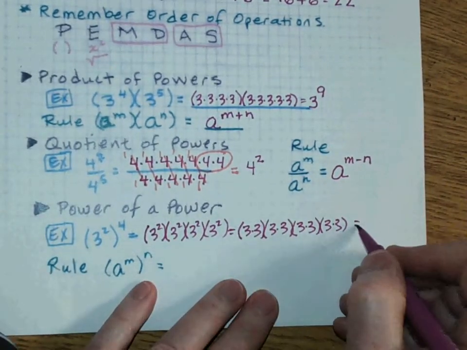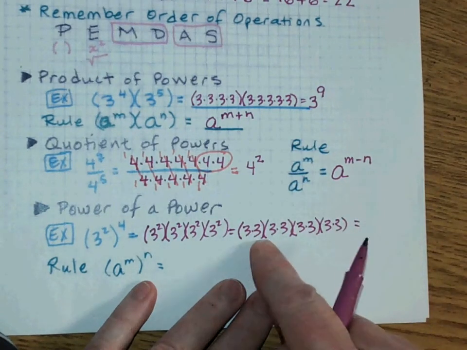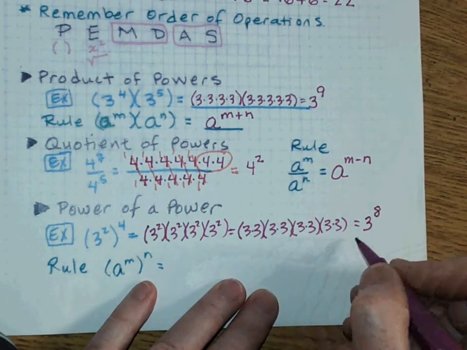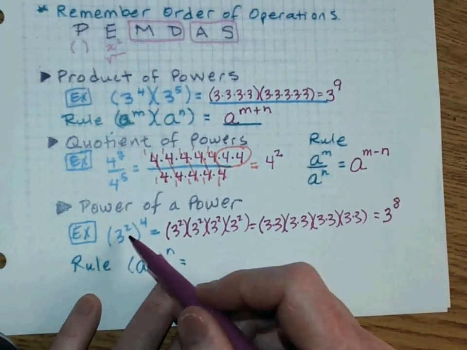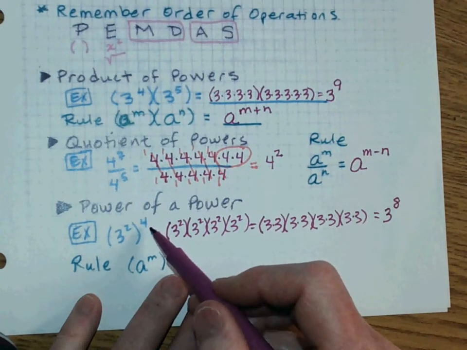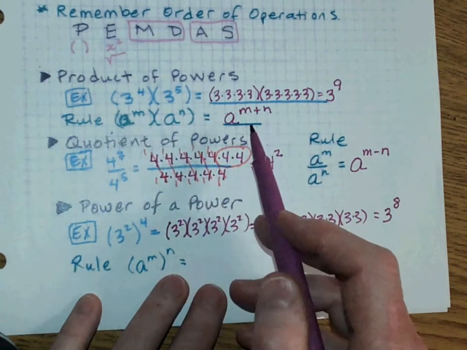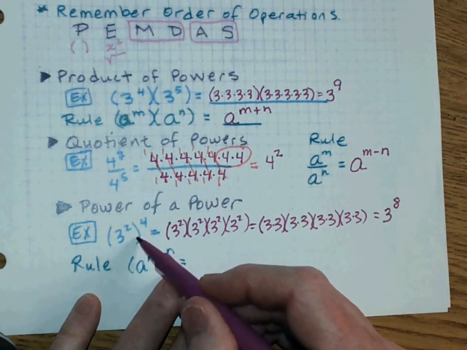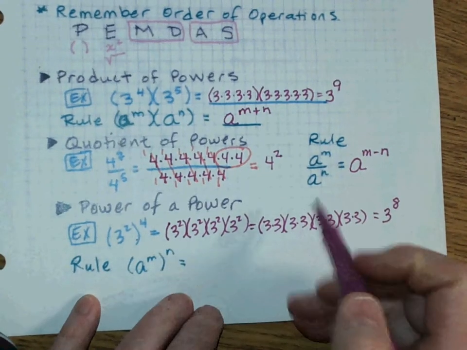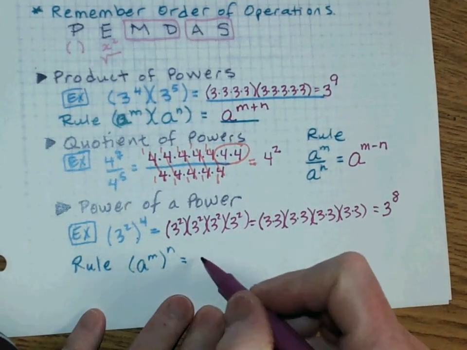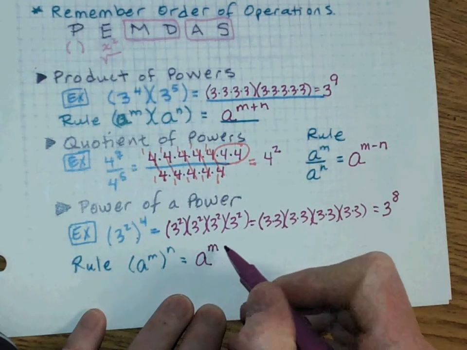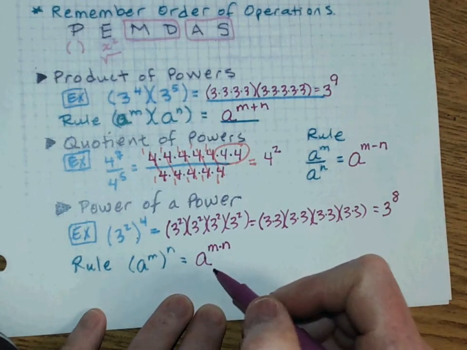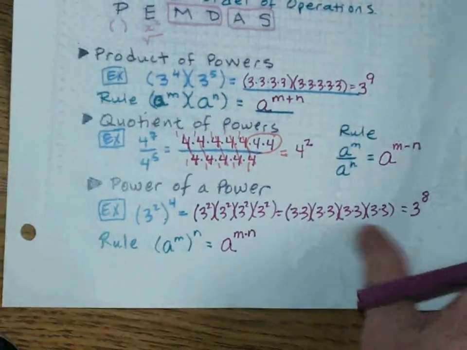Well, if you notice, 3 squared to the 4th power would have 3 multiplied by itself 8 times. What do you notice with this 2 and this 4? When we had products of powers with the same base, we added the exponents. But here we have a power raised to a power, and you'll notice that 2 times 4 is equal to 8. So the power of a power, we actually multiply the exponents. So when you have a power raised to a power, you multiply the exponents. Let's do some examples.